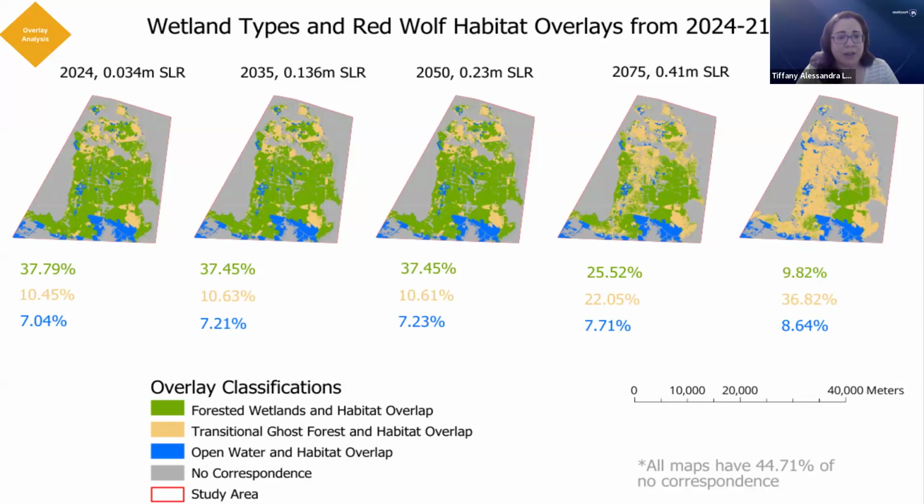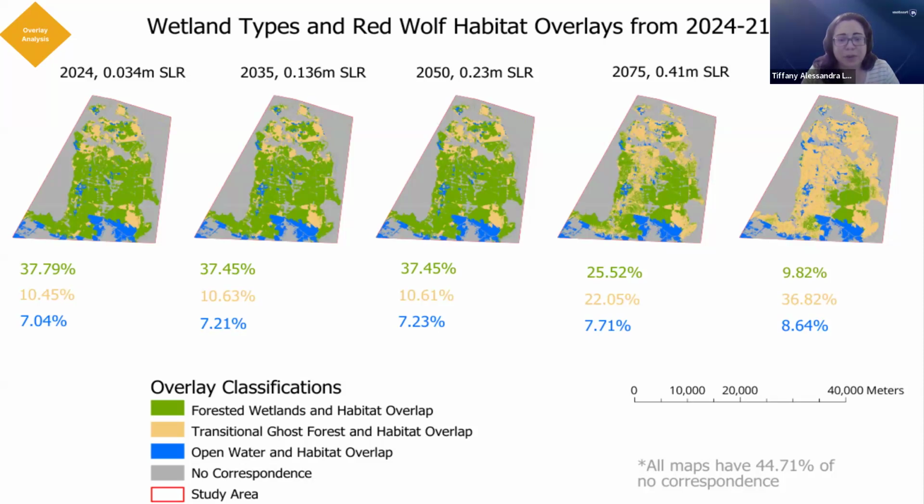You can even just see by looking at the maps that there's a significant shift away from the amount of forested wetlands by the end of the century. You see a lot of green on the left, and then by the time you get all the way to the right in 2100, you see a lot of yellow to correspond with the transitional ghost forests. So those ghost forests are slated to form in areas where the forested wetlands overlap with red wolf habitat, leading to a gradual and then not so gradual loss of suitable habitat.